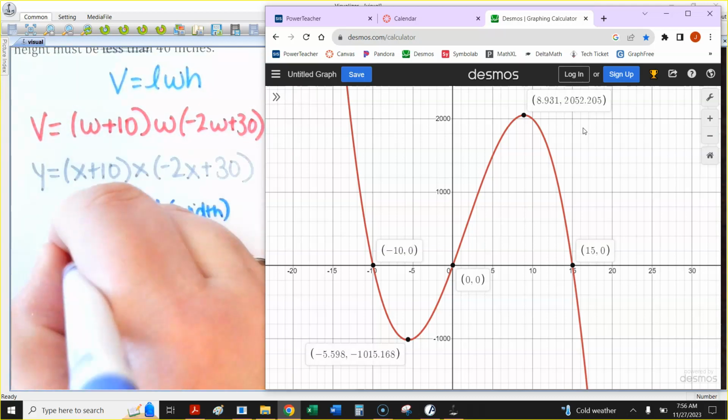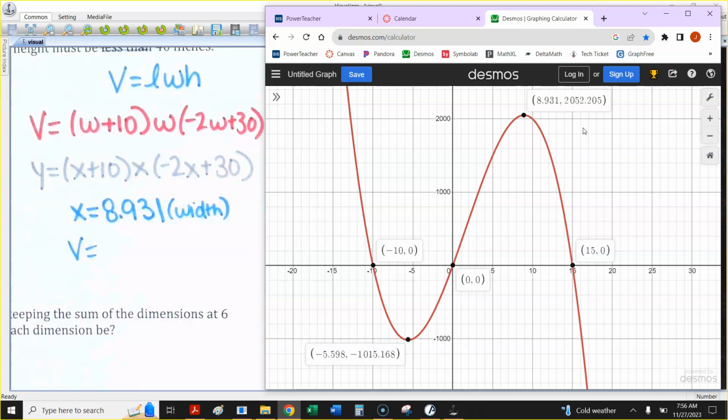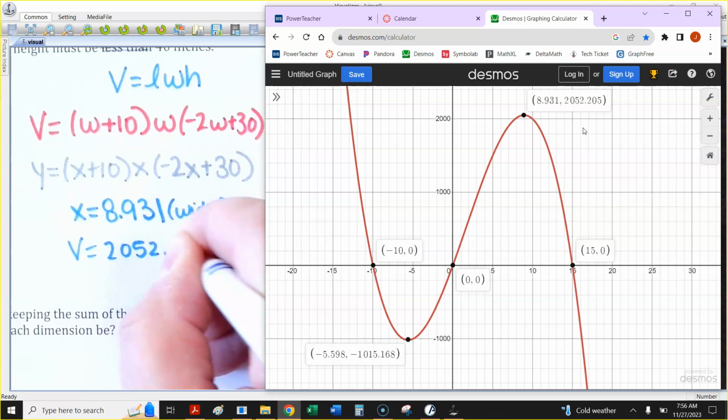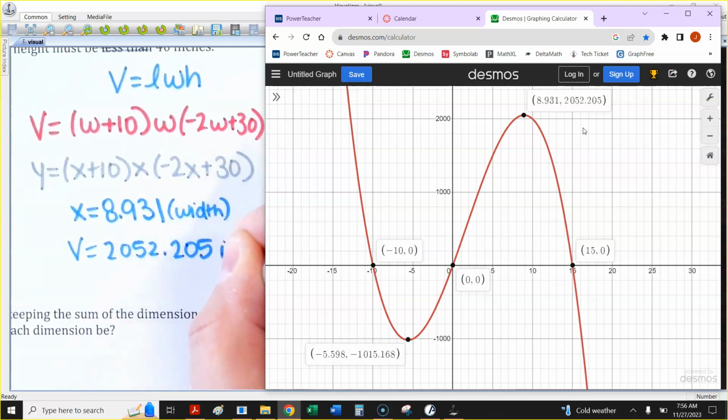So the maximum volume there is just the Y coordinate of that point, that 2052 point, what is that, 205. That would be, and this would be inches cubed. So that would be my actual volume. So the maximum possible volume for the carry-on would be the Y coordinate of the point. The width that we would use would be the X coordinate of the point. If it asked you for the dimensions, like the height and the length, which it doesn't for this particular question, but if it did, we could just plug that back into those expressions that we had for the length. We would plug the X value in for the length and the height to find those dimensions if it asked you for it.